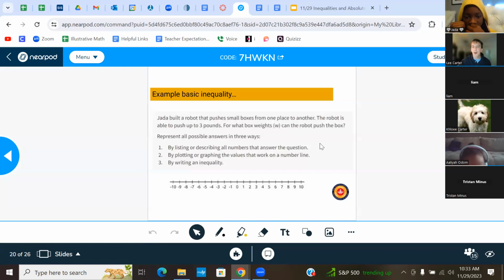One, by listing or describing all numbers that answer the equation. 2, by plotting or graphing the values that work on a number line. And 3, by writing an inequality.